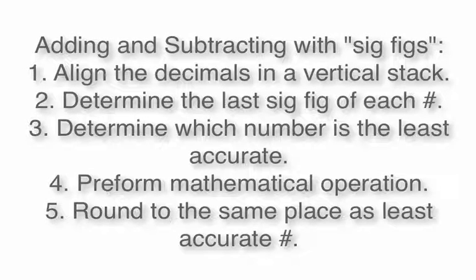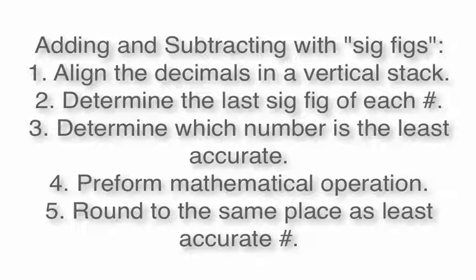Let's practice adding and subtracting with significant figures. Now you remember the rules for adding and subtracting with significant figures are a lot different than multiplying and dividing with significant figures. So the first step when adding or subtracting is you want to line them up vertically with their decimals aligned. Then you want to determine the last significant figure of each number.